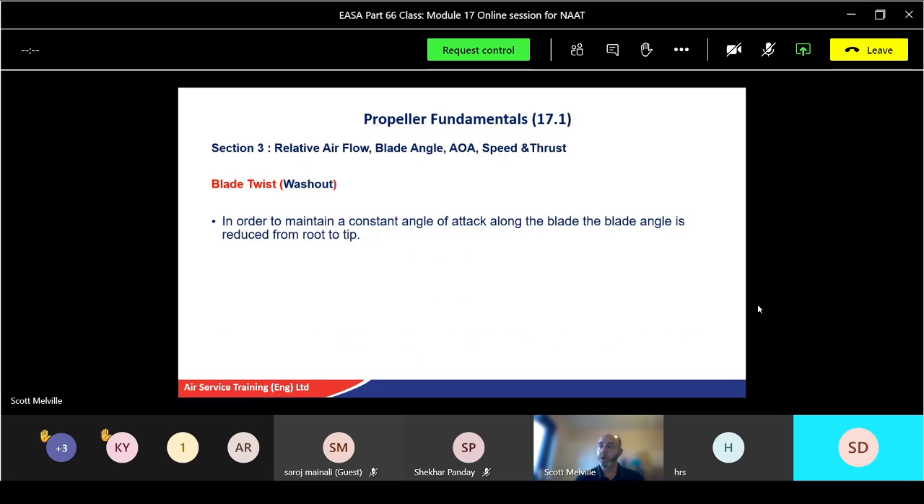So in order to maintain a constant angle of attack along the blade, the blade angle is reduced from the root to the tip. Okay. And this gradual decrease in blade angle from the hub to the tip is called blade twist or washout. Exactly the same as we had with washout, twisting the wing from root to tip. Okay, but we call it blade twist.